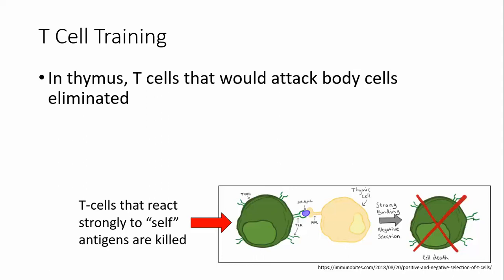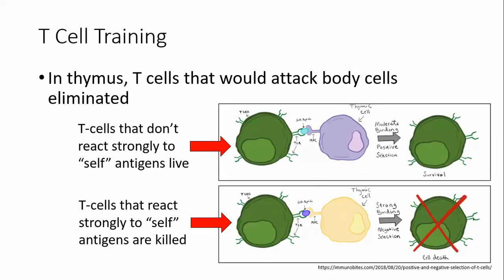So when you have T cells, say, for example, in the thymus, they're going to be presented with a self-antigen by a cell in the thymus. Not important to know what it is. The important thing to know is that if it binds very heavily to that T cell, the T cell is going to die. That way, you don't produce or keep around a T cell that's going to attack your own cells.